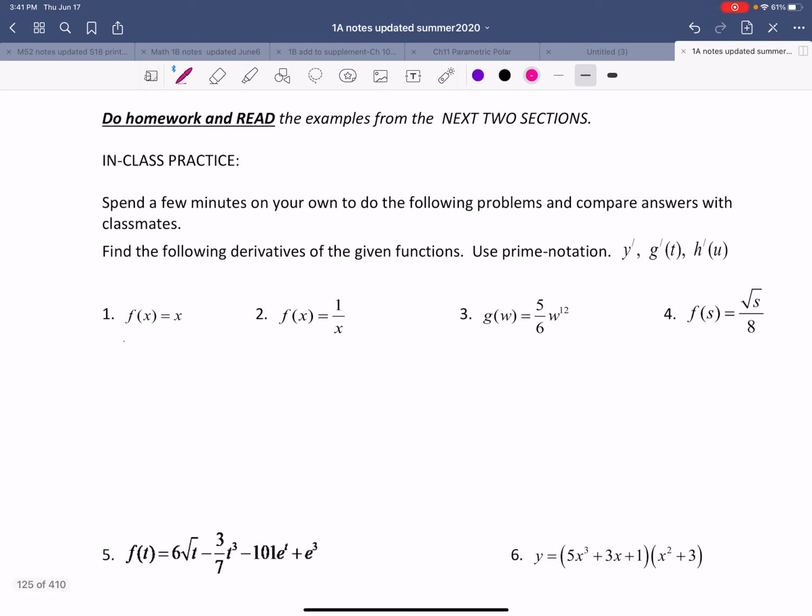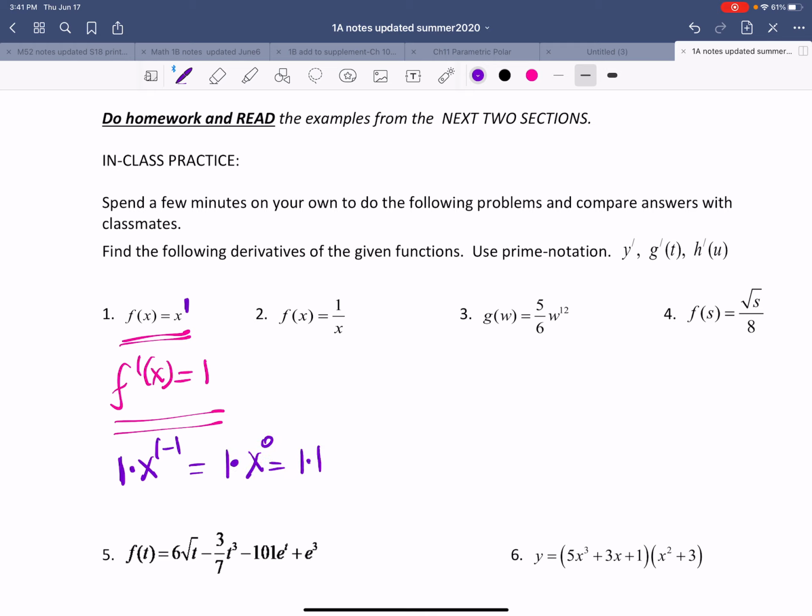f of x is equal to x. What's going to be f prime of x? The notation: if your function is written as f of x, then the notation would be f prime of x. If your function is written as y equals something, then it would be y prime or dy over dx. The derivative of this function, we just learned, is always equal to 1. If you want to use the power rule with x to the first power, you can bring down the 1 and reduce the power of x by 1. So it would be 1 times x to the 0 power, and anything to the 0 power is 1, so the derivative is going to equal 1.